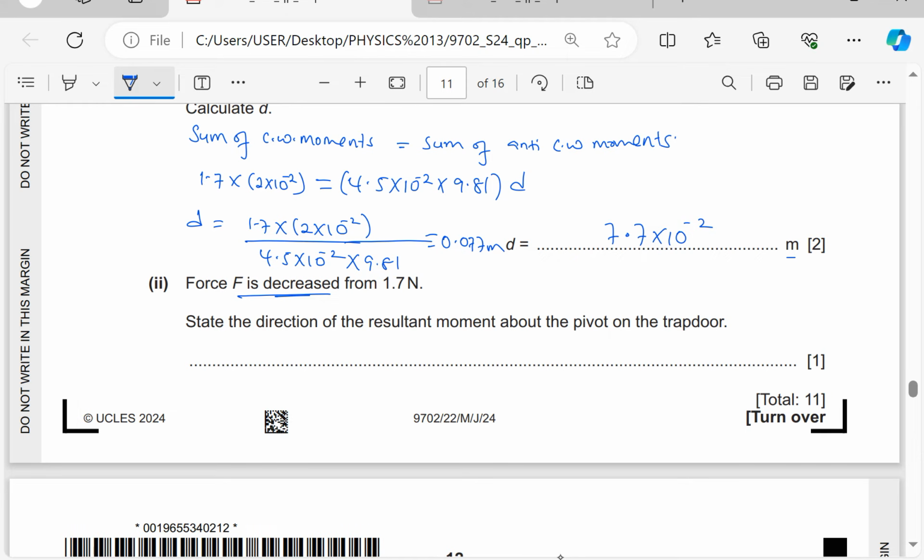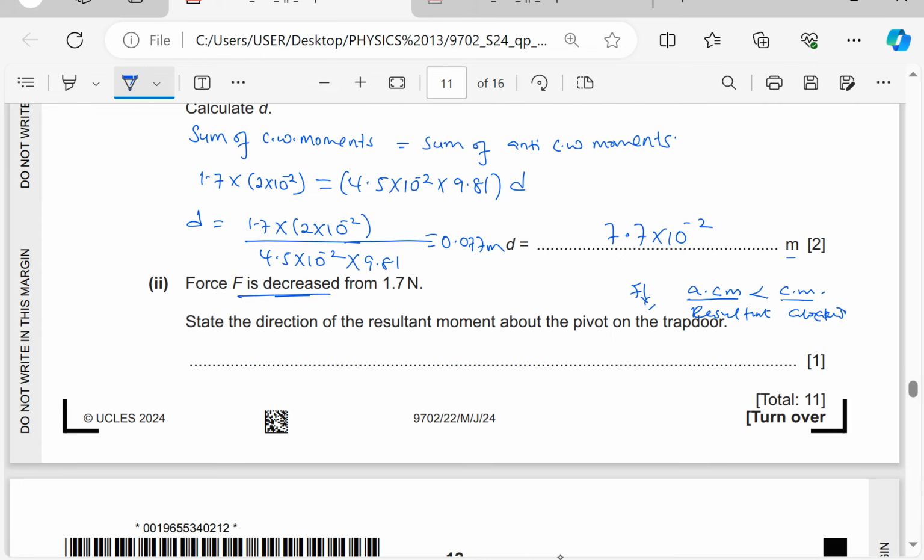State the direction of the resultant moment. So if the force is decreased, it means, remember initially it was in equilibrium and the distances have not changed. So if F decreases, it means the anti-clockwise moments become less than the clockwise moments. So that means the resultant moment must be clockwise because the anti-clockwise is less than the clockwise. The resultant should be clockwise.